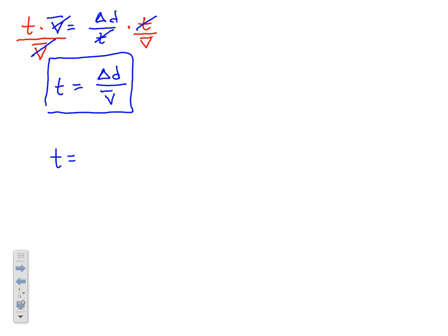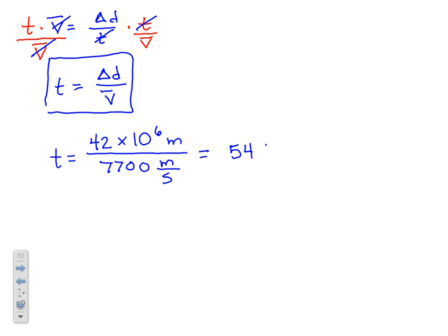So time is going to be equal to 42 million. Now, I don't bother to change it to proper scientific notation until the end of my problem, if necessary. It usually works out by the time you do your mathematics. Notice I'm dividing by meters per second. First let's worry about the number. The magnitude is 5,454. The units, notice the meters cancel.